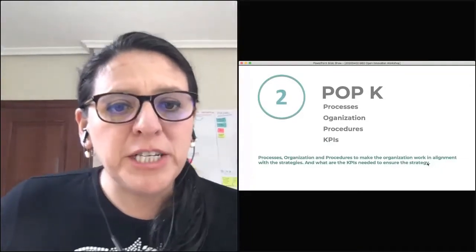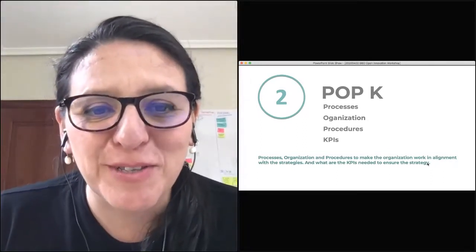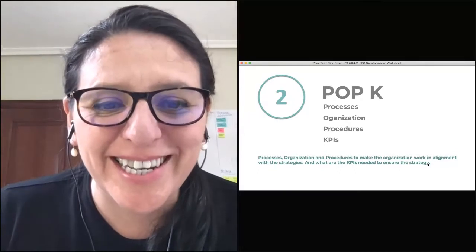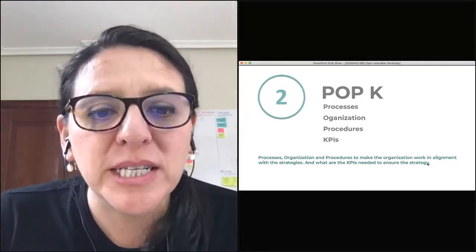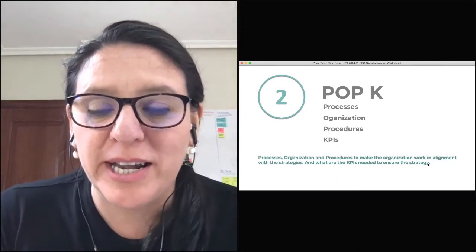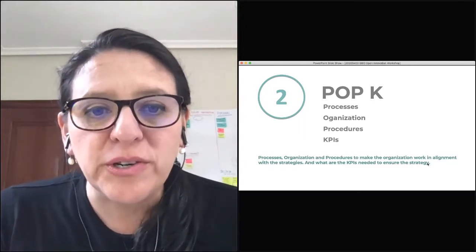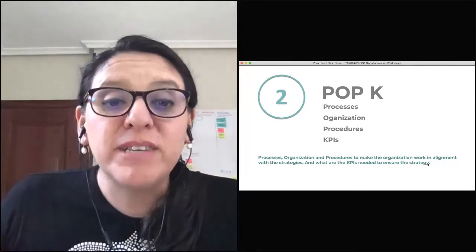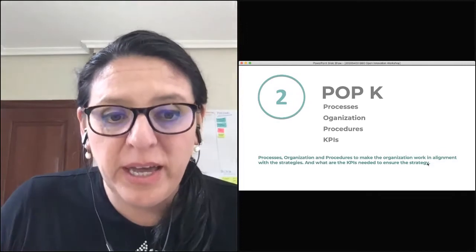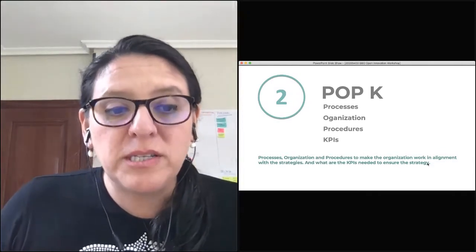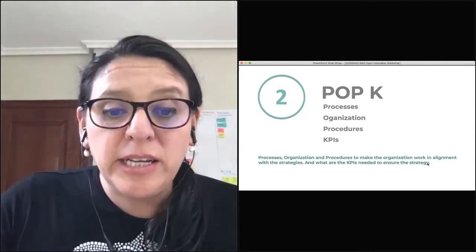The second dimension is what I call the PopK. PopK, because it was fun, because at the beginning I had the words in a different order, but it stands for processes, organization, procedures, and KPIs. This means that we need to make sure that the organization is structured in a way that allows the strategy to happen, okay? So what processes, organization, and procedures do we have? And make sure that they are aligned to help the strategy.